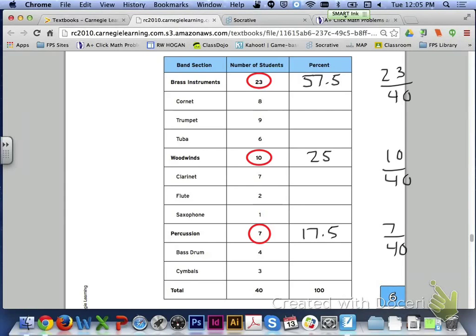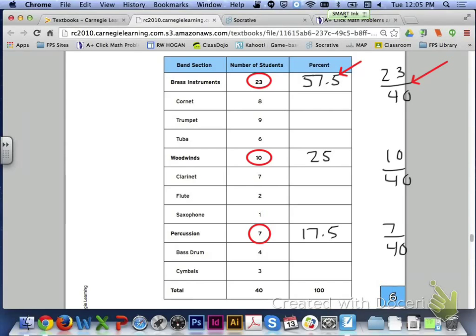If we look at the brass instruments first, we have 23 students out of 40 total. I have 23 out of 40 students that play brass instruments. So remember, I can show division, 23 divided by 40. That's going to give me my answer of 57.5%.